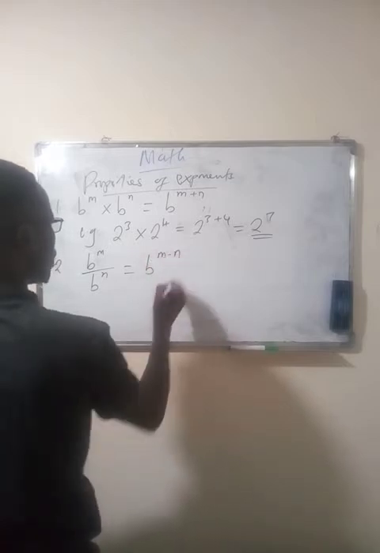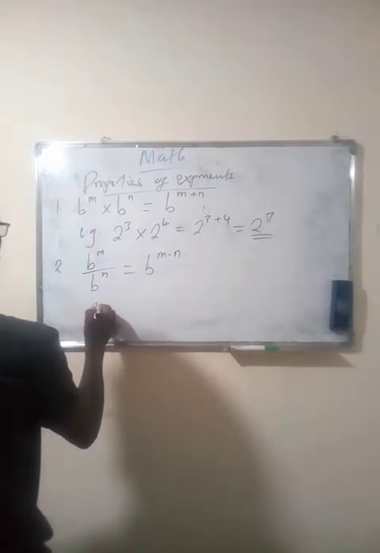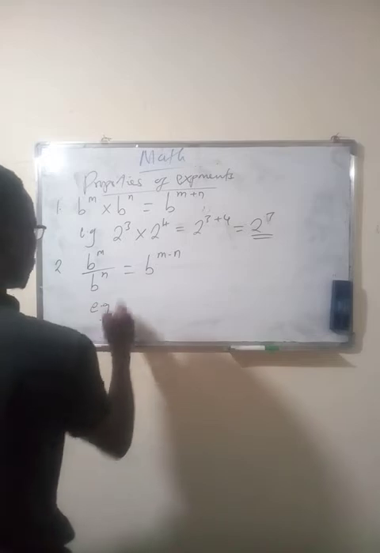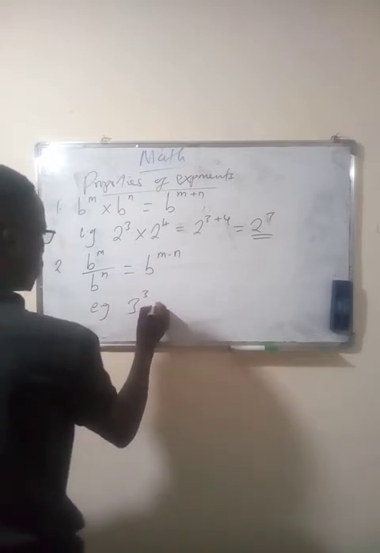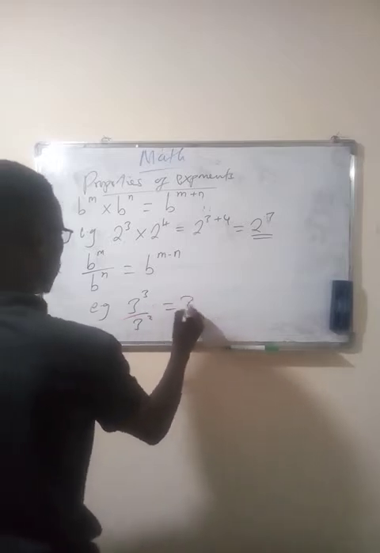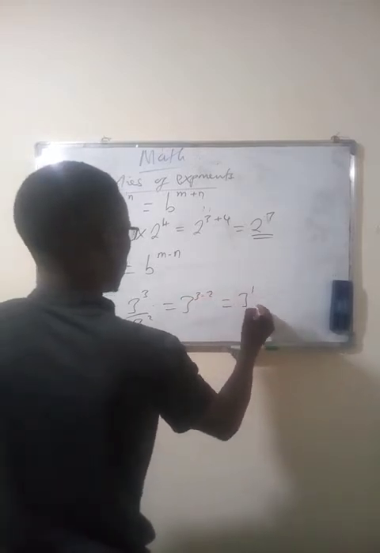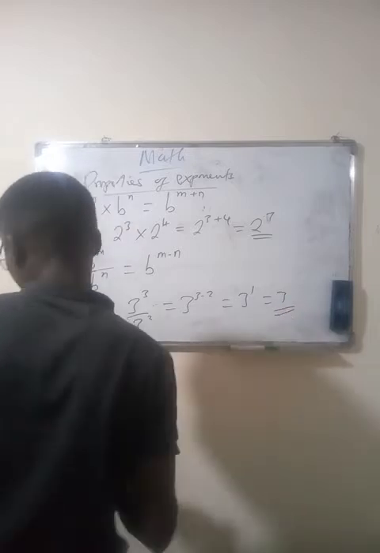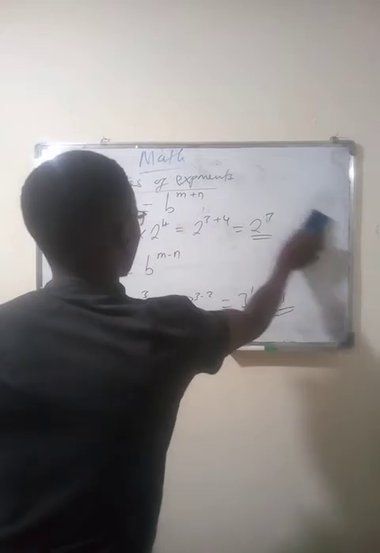This is going to be equal to b to the power m minus n, right? b to the power m minus n. An example, let me try to use a similar example. Let's say 3 to the power 3 divided by 3 to the power 2. This is going to be 3 to the power 3 minus 2, which is equal to 3 to the power 1, which is simply equal to 3. All right. So that is another property of exponents. Okay.